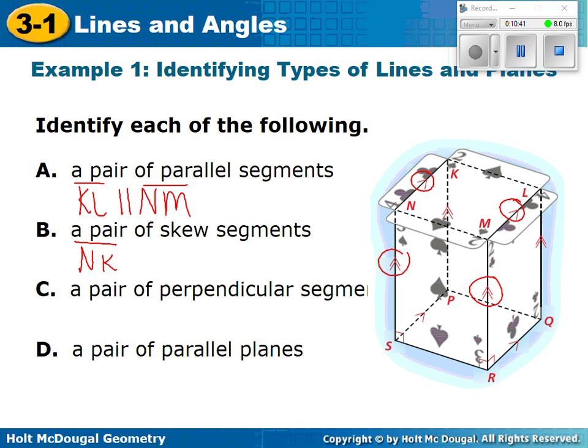NK, there's not a symbol for skew, so you can just put NK and RM or comma RM or however you want to write that, the word and.